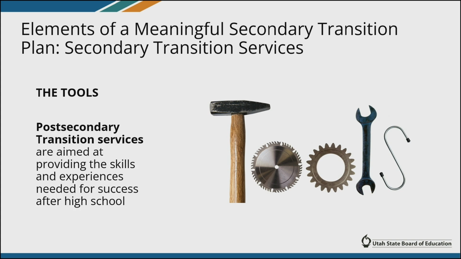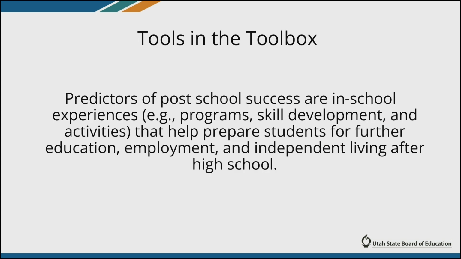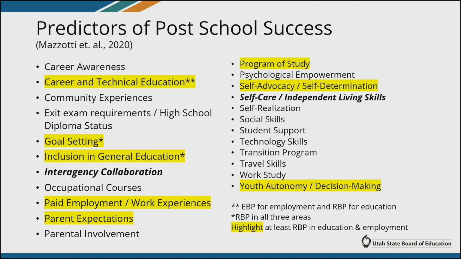Secondary transition services are the things that the community of adults in the student's life are going to do or offer to support the student in reaching their post-secondary goals. Secondary transition services are the heart of the IEP for transition. We know what some of the best tools are in our toolbox. Predictors of post-school success are in-school experiences like programs, skill development, and activities that help prepare students for further education, employment, and independent living in adult life. The predictors increase the likelihood of improved outcomes, but do not guarantee these outcomes. The predictors of post-school success are a great place to go when considering secondary transition services.